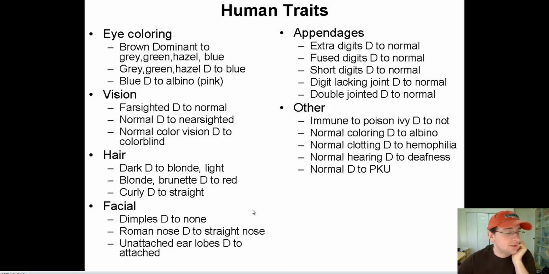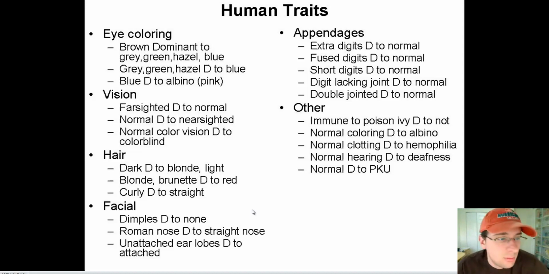Unattached earlobes are actually dominant to attached earlobes, so it's actually interesting. Having extra digits is actually dominant to having normal digits, but see how that's actually rare, right? So remember the things we talked about. Fused digits are actually dominant over normal digits, so having normal digits is a recessive trait. So you can see, I like these things because they're showing you that for a lot of the traits, dominance does not necessarily mean beneficial or necessarily more common.